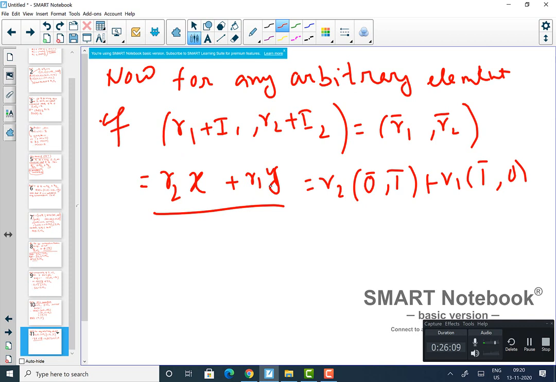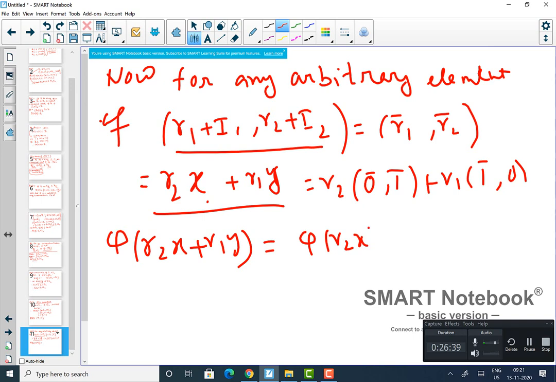Now this combination of these elements, so what does that mean? That means if you want to know what is the pre-image of this element, that will be this actually. So why? Now see that phi of this r2x plus r1y, and now if we apply this homomorphism property, this will be phi of r2x plus phi of r1y. Okay, and then you see that this is phi of r2 and then phi of x.